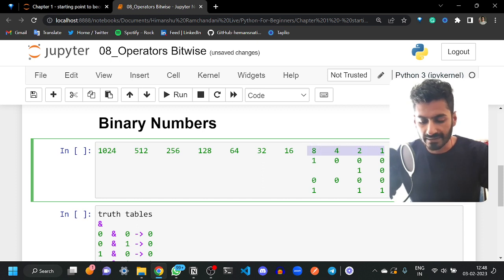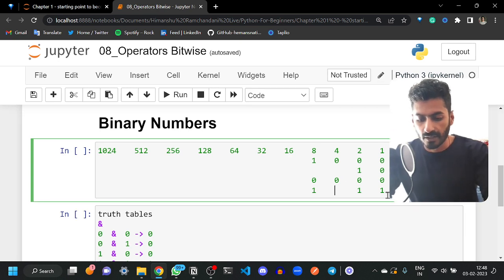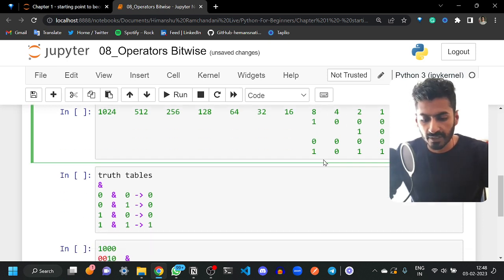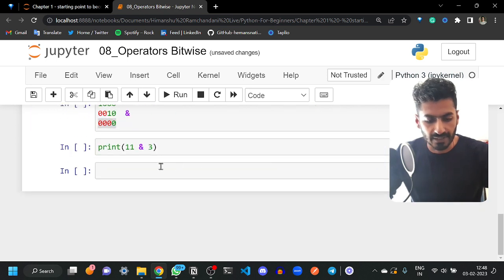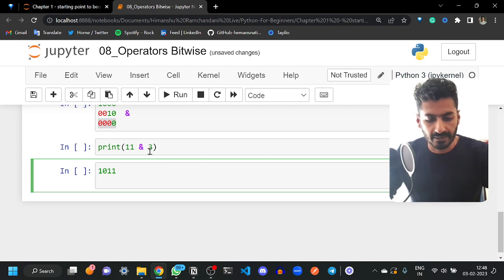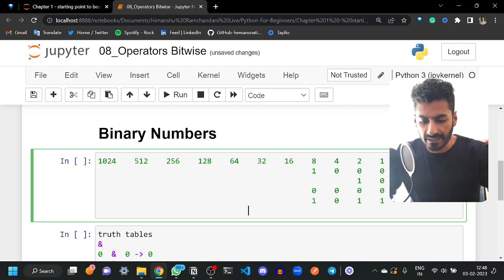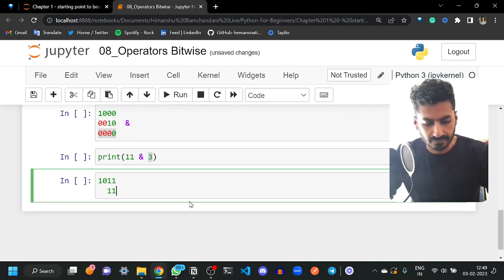So by adding these numbers, 8 plus 2 plus 1, you will get 11. Okay, let's put 0 below the numbers that are not considered. So this will be the binary of 11. So 1011 will be the binary of 11. What will be the binary of 3? What numbers should we add to get the binary of 3? That will be 2 plus 1. 2 plus 1 will be 3. 11 will be the binary of 3. Let's put it here.